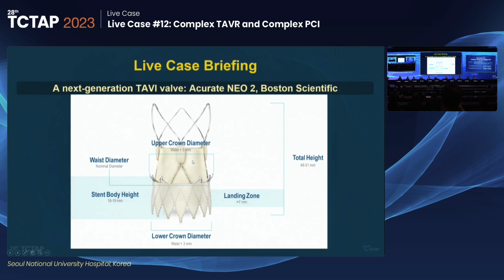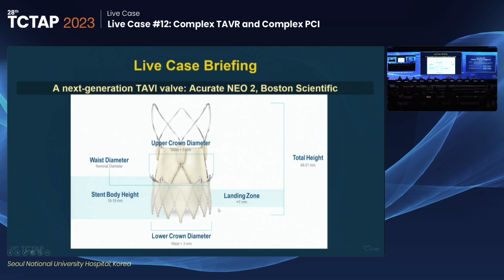I'd like to introduce Accurate Neo for this case. This case was also treated with another valve, but I focus on the introduction of the new Accurate Neo 2 valve in Korea. We can see the upper crown, stabilization arch and lower crown. There are three components, related to three steps of release. First, the upper crown is released in a very cautious mode, followed by stabilization arch deployment. Then the valve is fixed at the distal upper part. Then the final release is the lower crown release with very rapid deployment to avoid movement.